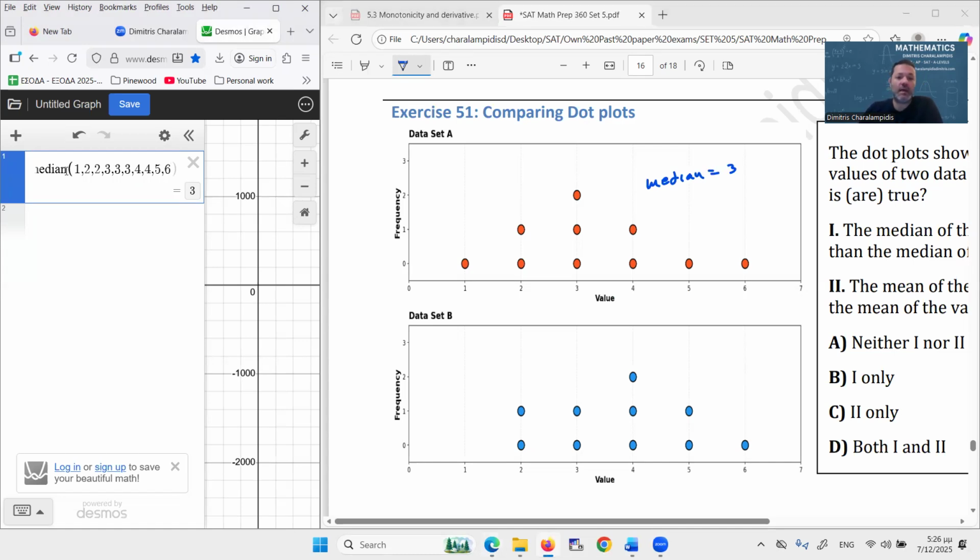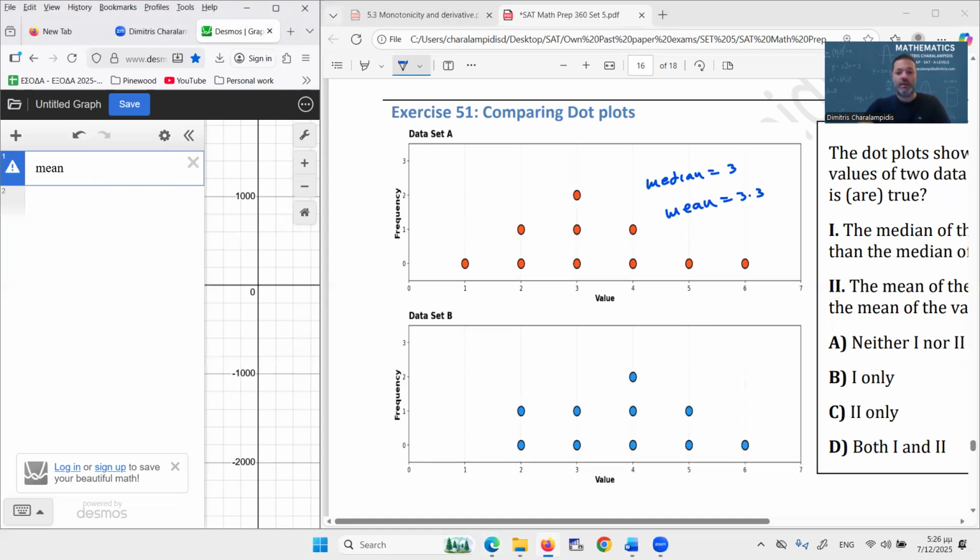Without plugging in any new values, I will simply change the prompt into mean. The mean is 3.3. Now, I'm going to do the same for the second set.